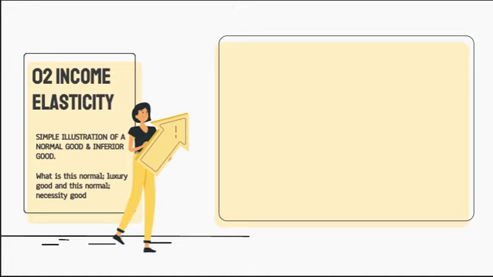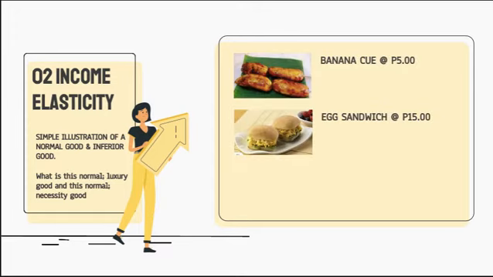Let me add this simple illustration of a normal good and an inferior good. Example, when Professor X will take a snack and has two options that is suited to his budget of 15 pesos. The options are banana Q and a sandwich. Between these two, banana Q is the inferior good and the sandwich is the normal good. Why did the banana Q become the inferior good? It is because Professor X may choose sandwich over banana Q, and it has lesser cost in relation to his budget.